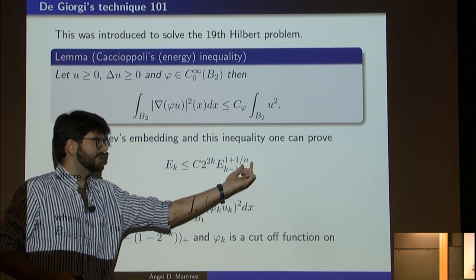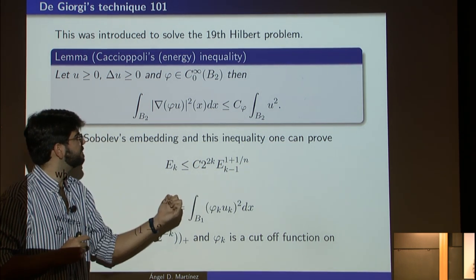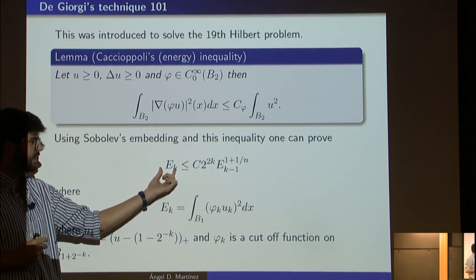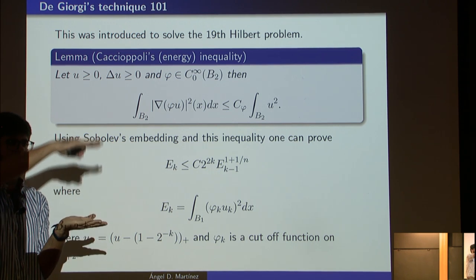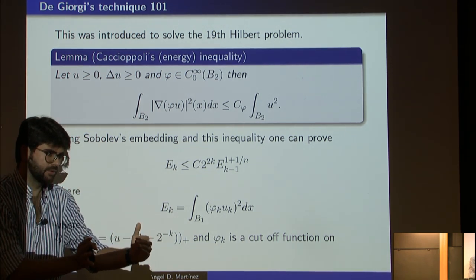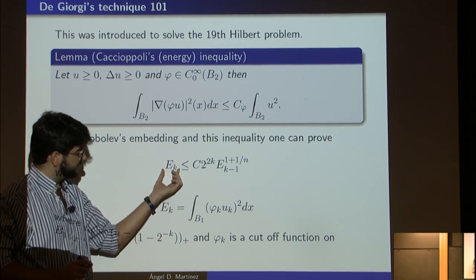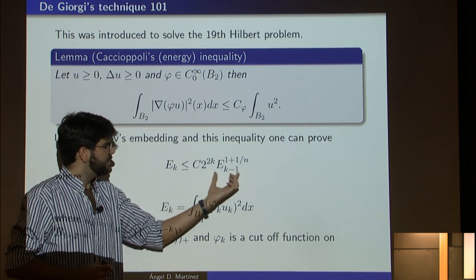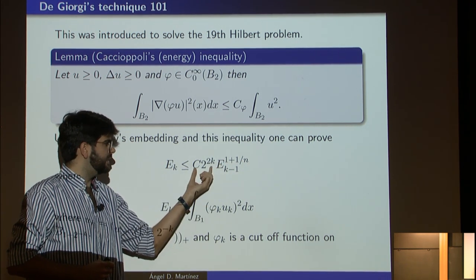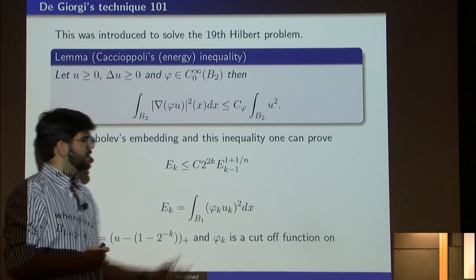Now, n is going to be the dimension. And what happens is that the kth energy, what is above that level at stage k in that ball that is shrinking to 1, is controlled by this power of this quantity and this constant, which is blowing up.